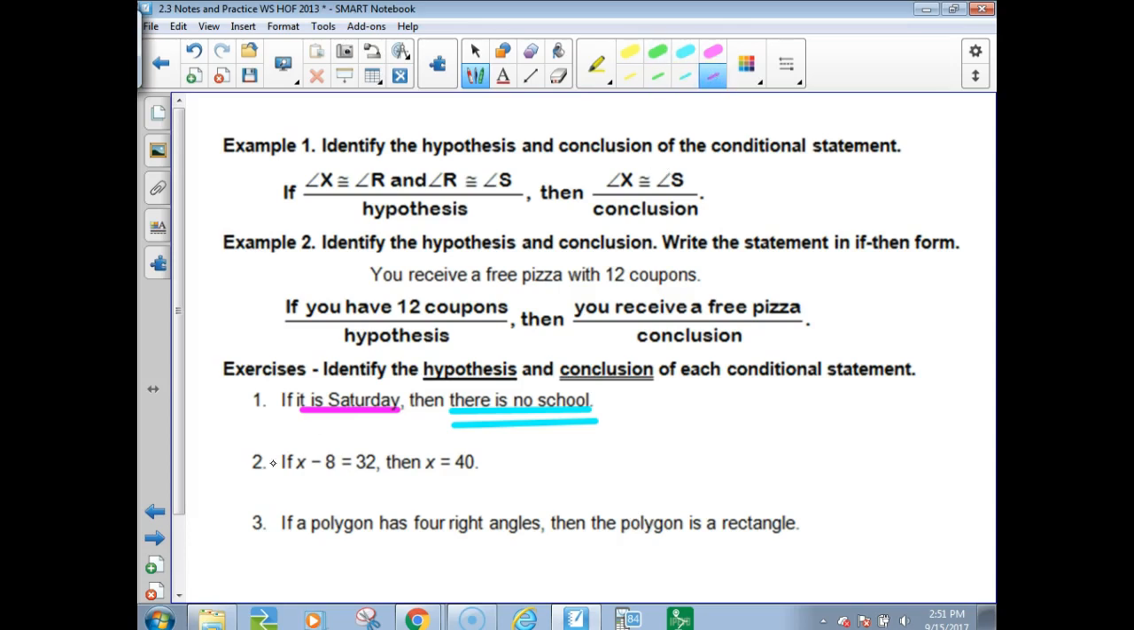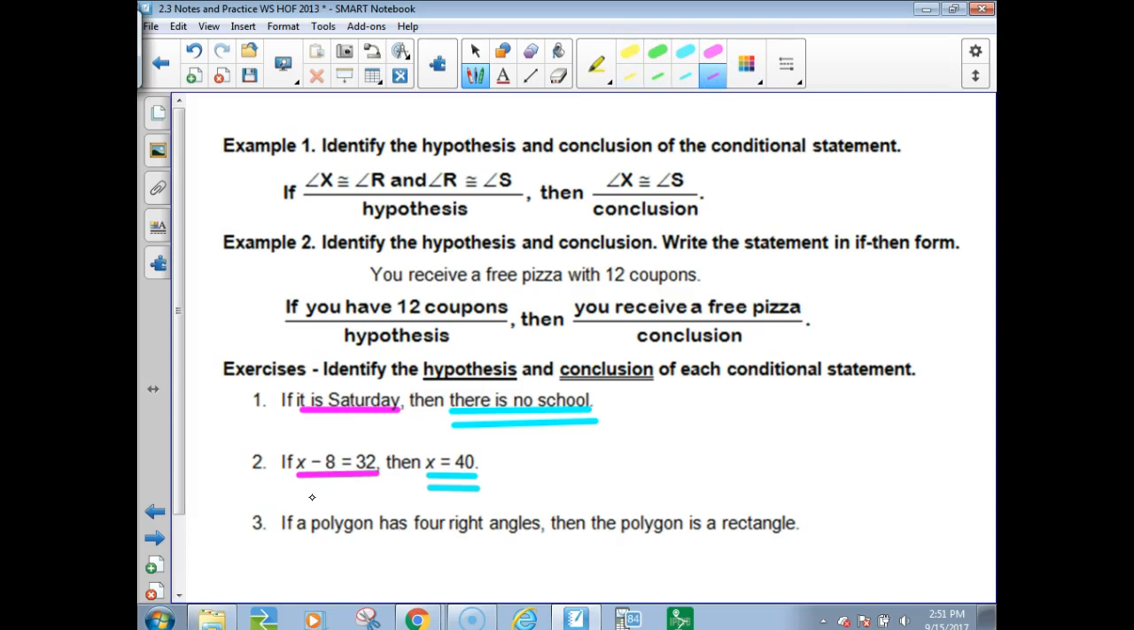In the next statement, if x minus 8 equals 32, then x is 40. The x minus 8 equals 32 is after the if. That is your hypothesis, and the conclusion is x is equal to 40. Again, it doesn't matter if you don't have color, you're going to have other ways to do this, and so the same thing I'm doing with color.